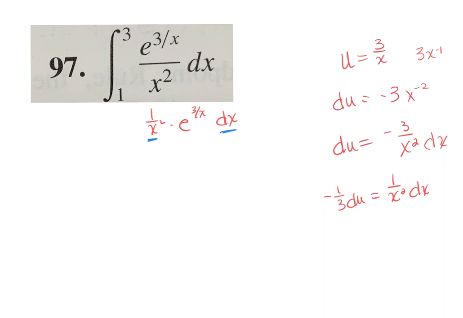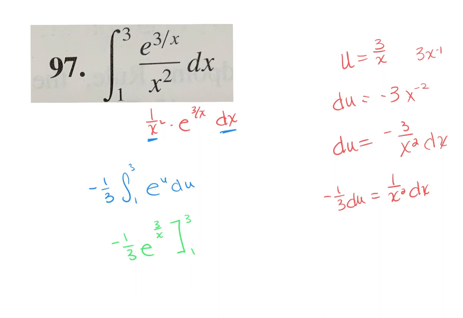So my u is 3 over x. My du is negative 3 over x squared. I need 1 over x squared divided by negative 3, right? And so now I can rewrite this as negative 1/3, integral from 1 to 3 of e to the u du. When I take this antiderivative, I'm going to get negative 1/3 e to the 3 over x from 1 to 3.